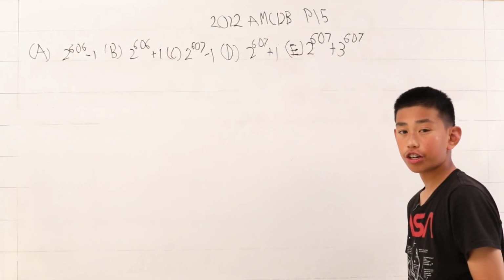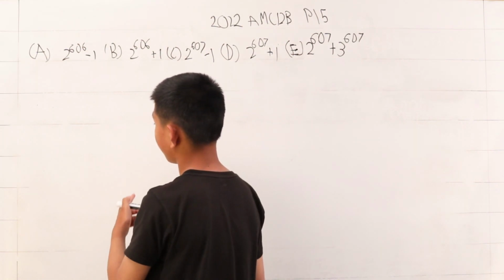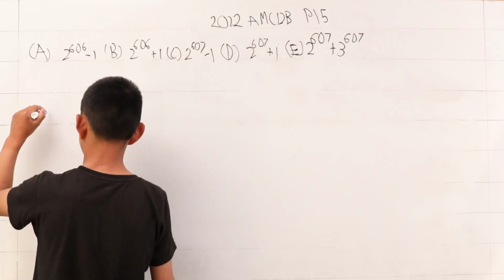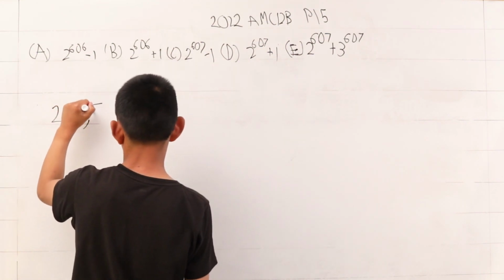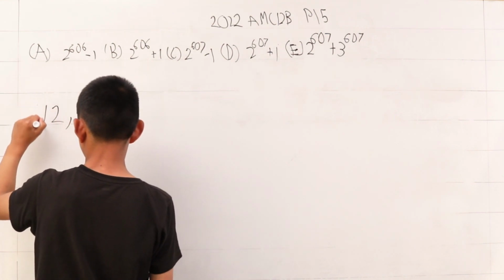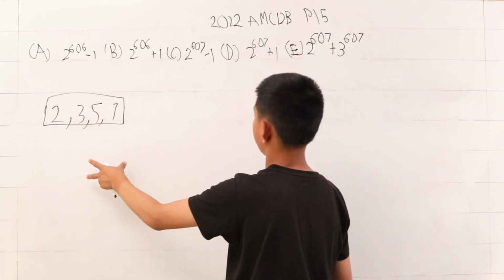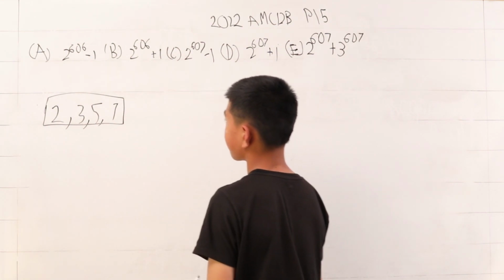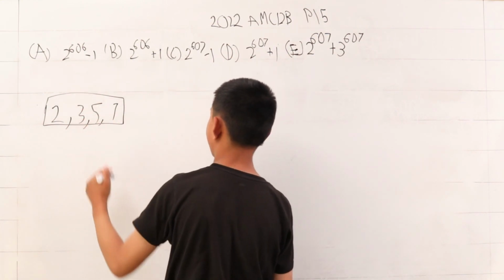The first thing to notice is we want, let's just state all the primes that are less than 10. They can't be 1. So it's 2, 3, 5, and 7. So we want to find the one that's not divisible by any of these. Let's take a look at every single answer choice. Let's start with A.